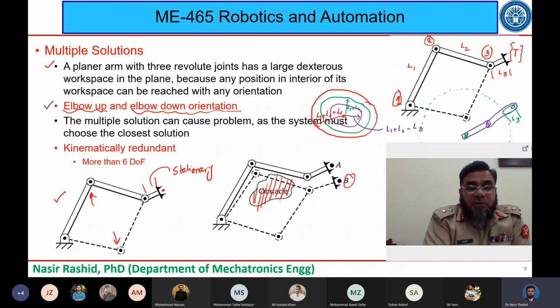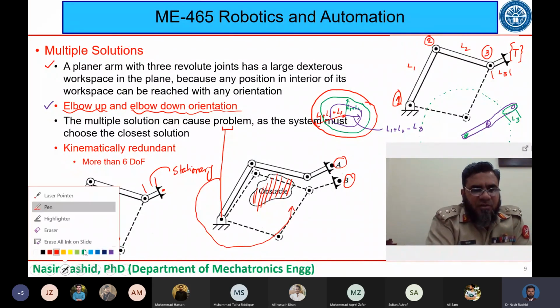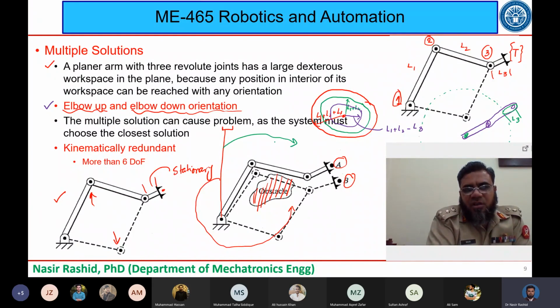So now let's see if my manipulator is somewhere here, इधर था ये ऐसे, and I ask this manipulator to reach to A. So now it should know that there is an obstacle here, so it should not try to go from here and try to reach A. Rather, it should straight away go from here, because it has to know that it can reach A only in this configuration.